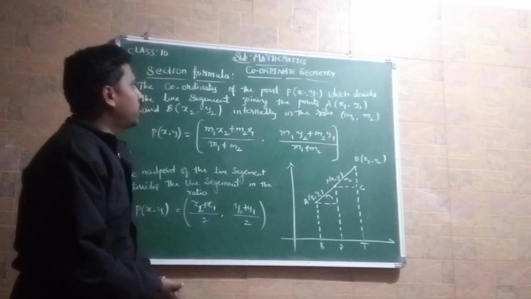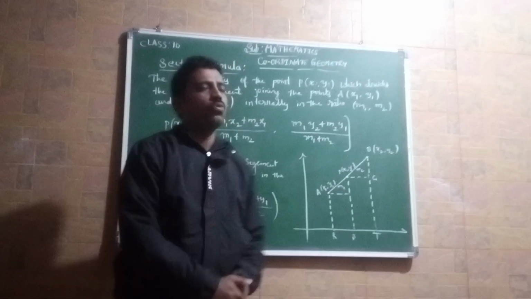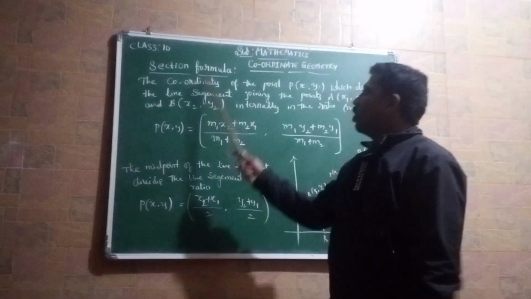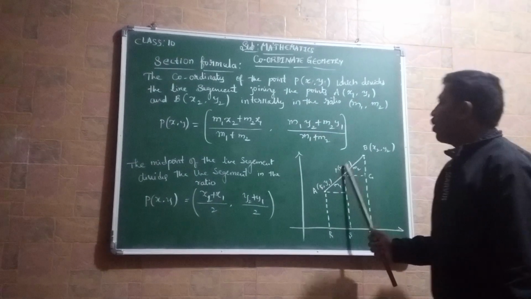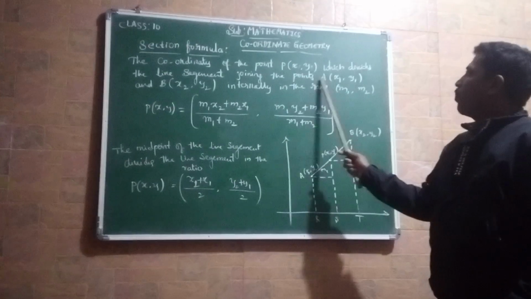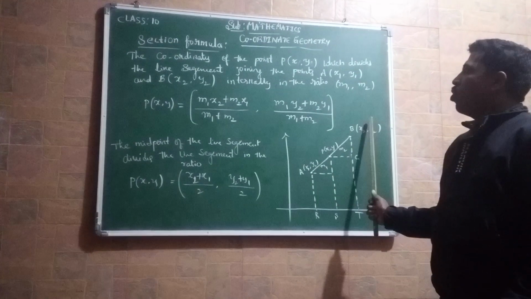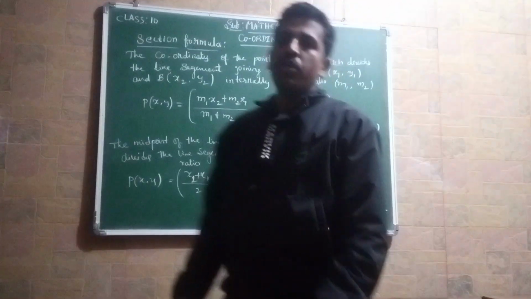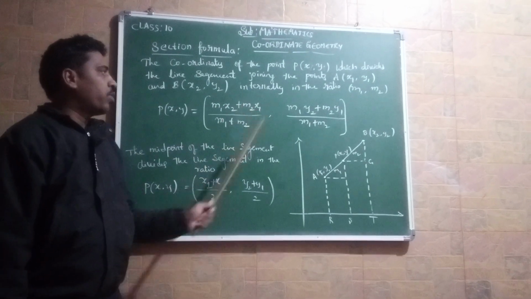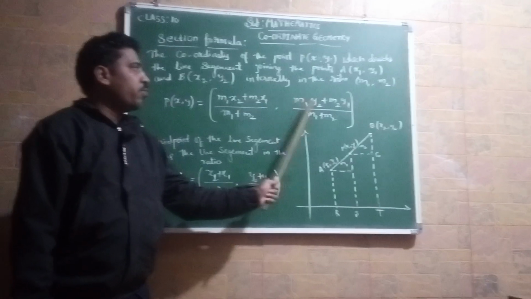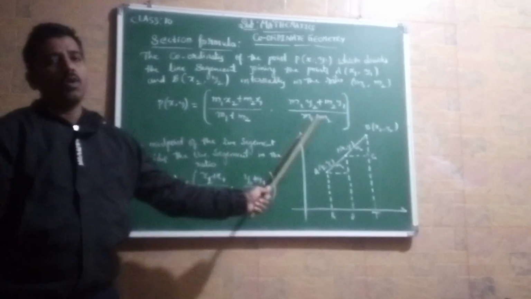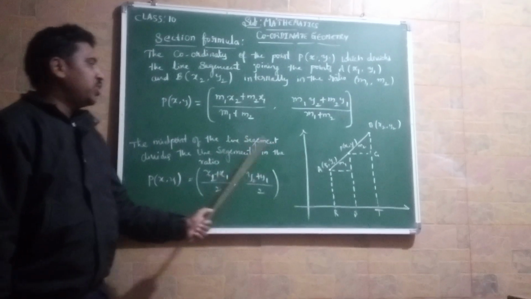Okay, students, in this class, we are going to discuss section formula. You know that the coordinates of the point P(x, y), which divides the line segment joining the points A(x1, y1) and B(x2, y2) internally in the ratio m1 is to m2, are given by the section formula: (m1x2 + m2x1)/(m1 + m2), (m1y2 + m2y1)/(m1 + m2).